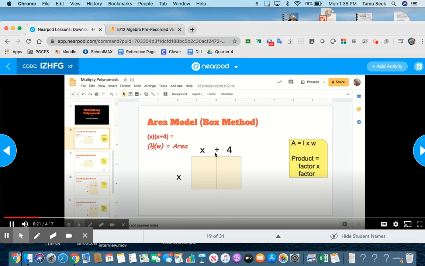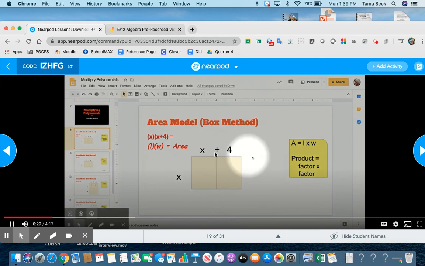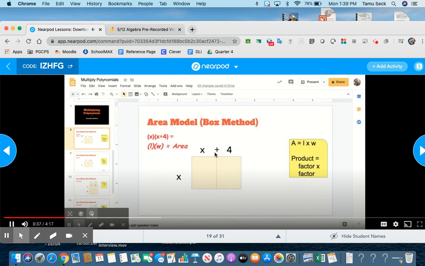In this case, our length is going to be the monomial x, and our width is going to be the binomial x plus 4. So x times x plus 4, and this is where we're going to get the area. Another name for the area in our case is the product.